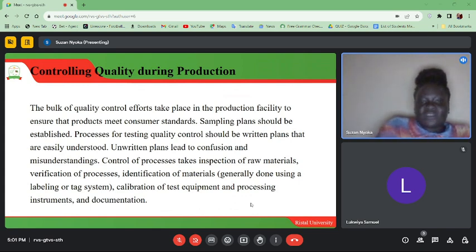And then the control process takes inspection of raw materials. During this control, as we said earlier, you're going to look at the raw materials, during the processing, and even checking the finished products. You're going to look at the verification of the process. Are they using the right process? Are they not jumping steps in the process during the production of the products? And then you're going to look at calibration of test equipment and processing instruments. And then finally, documentation. Make sure you use the right instructions regarding the production of that product.